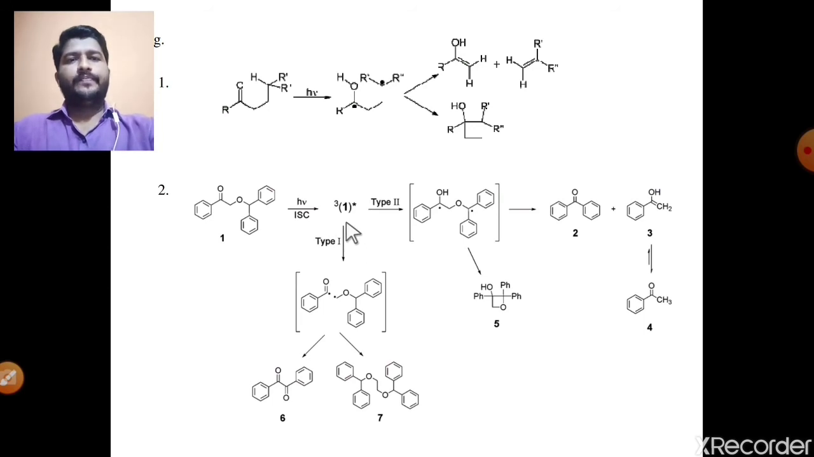See one by one. Norrish type first reaction. What is the Norrish type first reaction? It is a simple decarbonylation. Decarbonylation means there is an alpha cleavage. By absorption of light radiation, excitation from S0 to S1, then S1 to T1. In the T1 state, there is an alpha cleavage of this bond. It gives two radicals, a C radical and another C radical. The combination of these two radicals gives the first product. Another combination of these two radicals gives the second product.